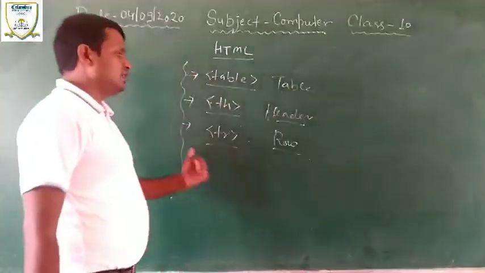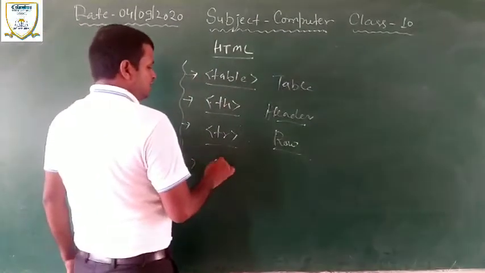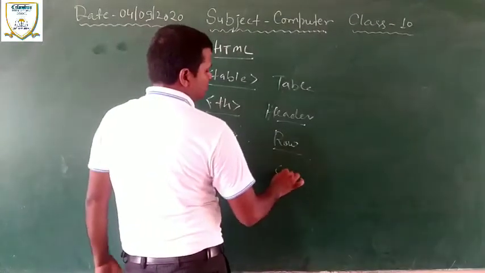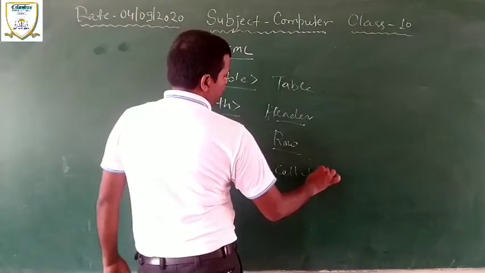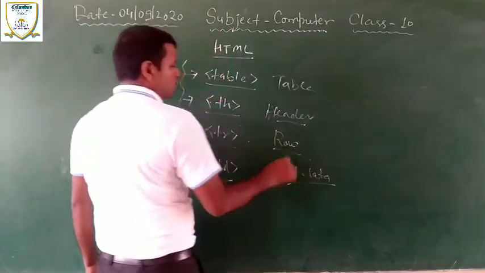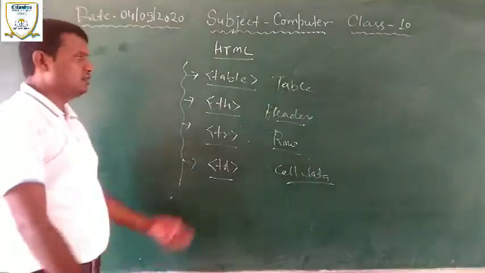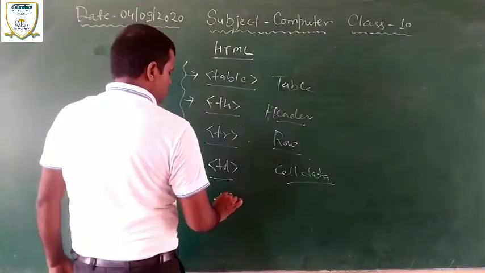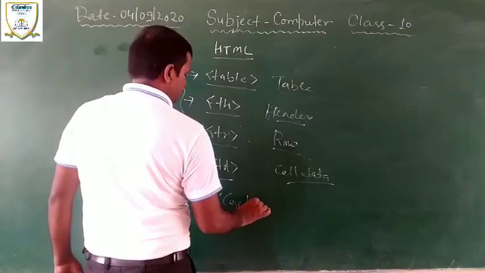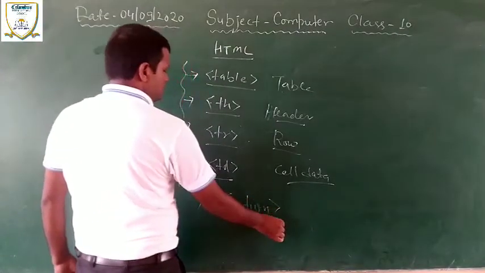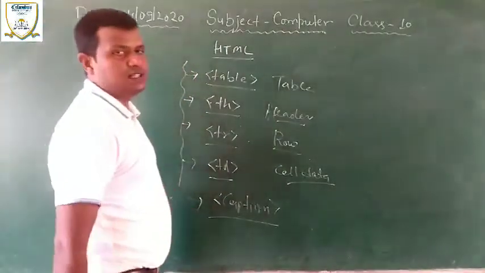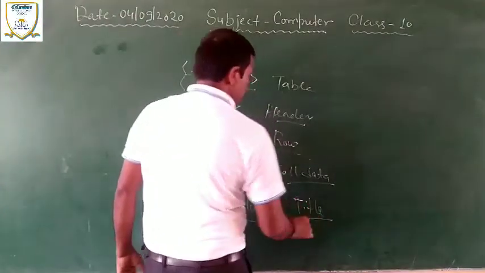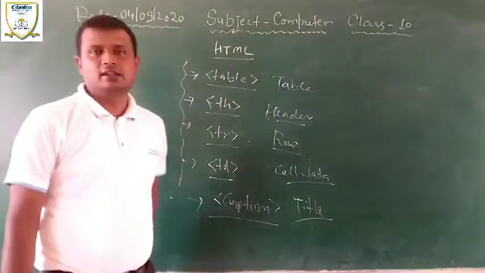Okay. Then after, TD. TD defines the cell data, those you fill in, that one is defined in TD. And last is caption. Last is caption. It defines the title of the table. Title of the table. Okay.